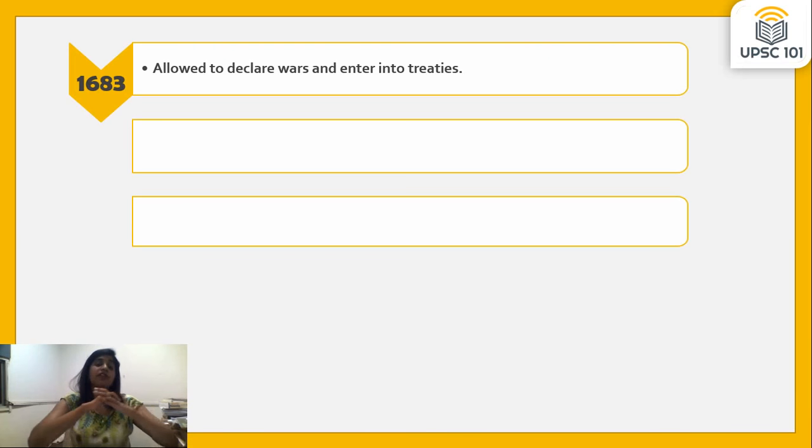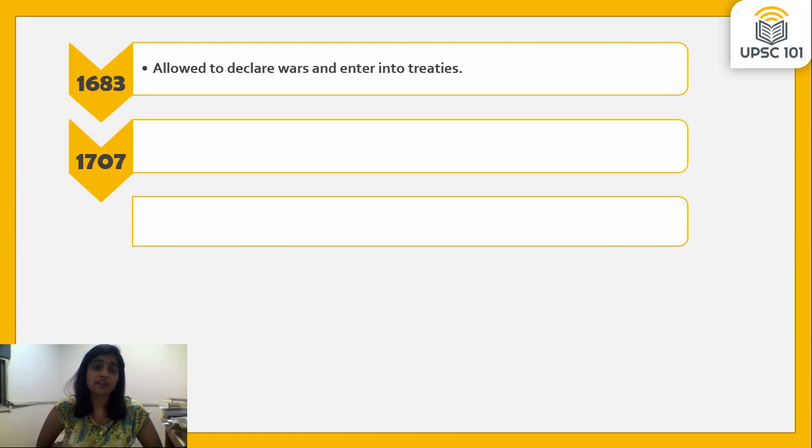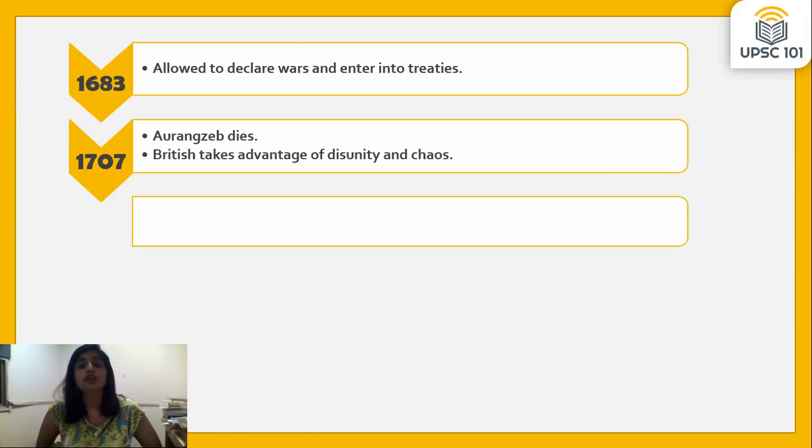Of course, we had the year 1707. Now this was not directly related to the East India Company, but of course 1707 में a very important event had occurred. क्या हुआ 1707 में? A very important ruler passed away, Aurangzeb passed away and the British took advantage of the disunity prevailing over those regions, right?